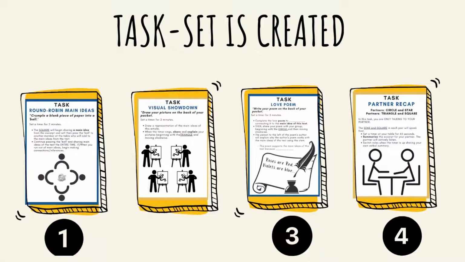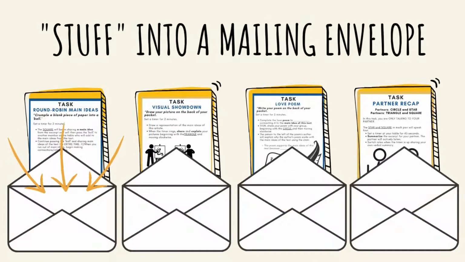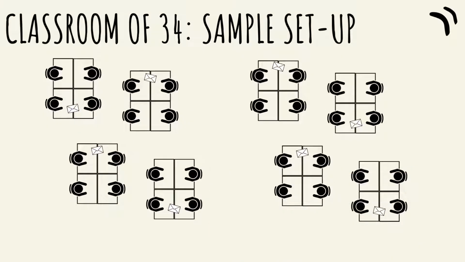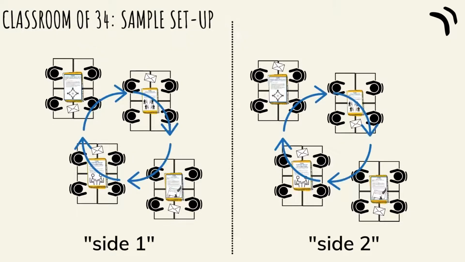Once the task set is created, the teacher will print each task twice and stuff them into a mailing envelope by folding them like a letter. Now the teacher has 2 sets of 4 tasks. In a classroom of, let's say, 34, the teacher can set up 8 groups of 4 students. By separating the 8 groups into 2 different rotations of 4, the teacher can have both sides of the classroom rotating the same 4 task sets at the same time.